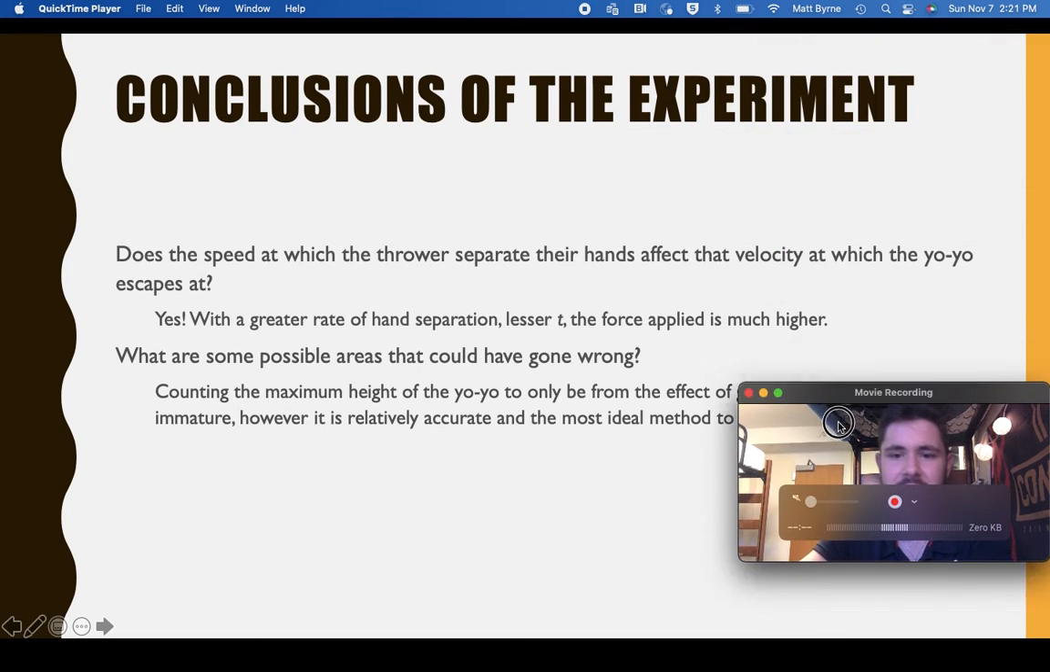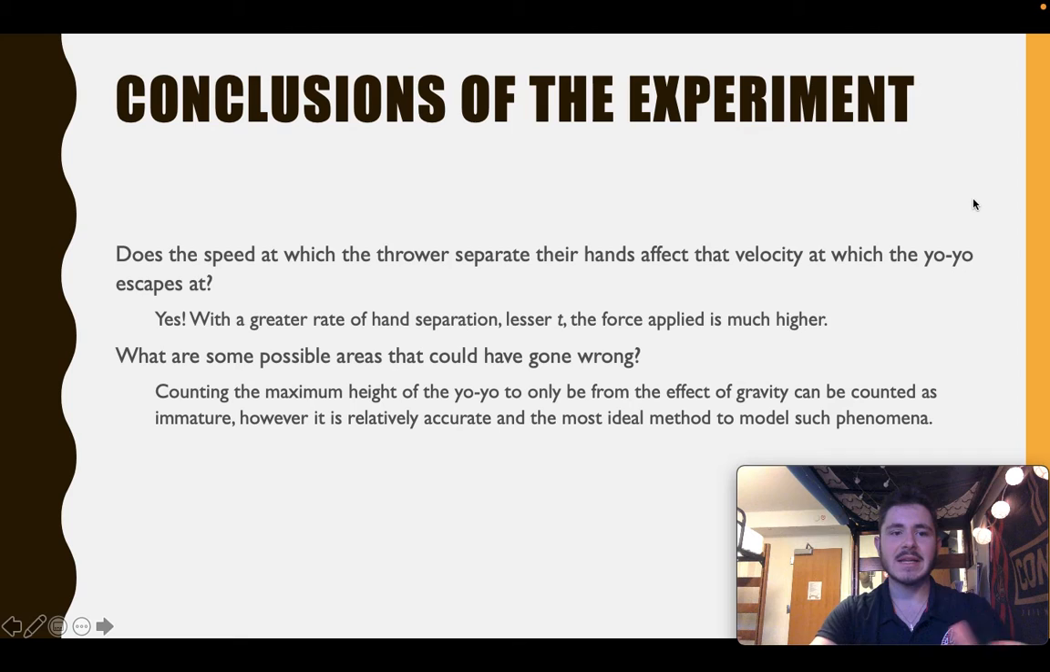So, concluding this experiment, we can tell that the speed at which the thrower will expand his hands does have an effect on the velocity. If the thrower expands his hands faster, that means there's a lesser time interval. And if there's lesser time, that means acceleration is greater. And as shown in the last slide, if acceleration is greater, therefore force is greater. They are directly proportional to one another, modeled by the equation F equals ma.